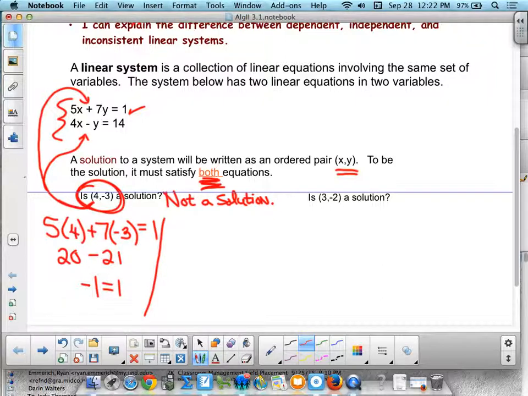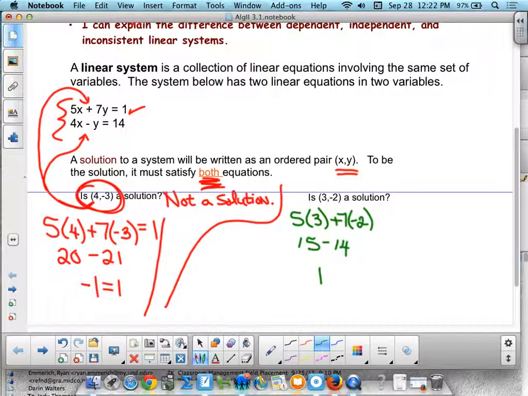Well, I want to show you that there are solutions out there, so let's hope this one works. Is (3, -2) a solution? Yes or no? Well, try it. Plug it in both. 3 would go into x. 5 times 3 plus 7 times negative 2. You'd end up with 15 take away 14. You'd end up with 1.